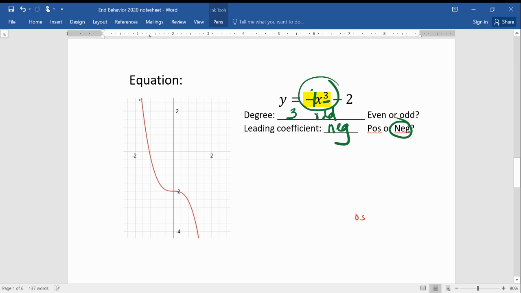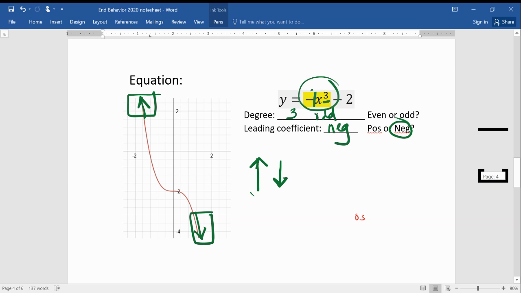Again, we said in odd functions, the end behavior has one side rising in a positive direction and the other side falling in a negative direction. So on this one, we're rising on the left and falling on the right. And again, it doesn't matter what the exponent is. If it's odd and the leading coefficient is negative, it's going to have this shape on the ends of that graph.